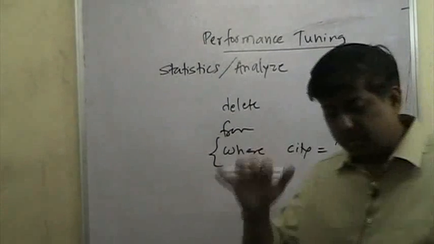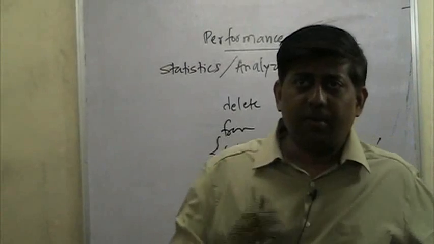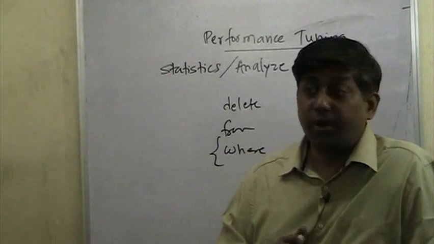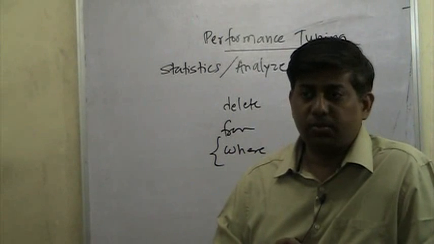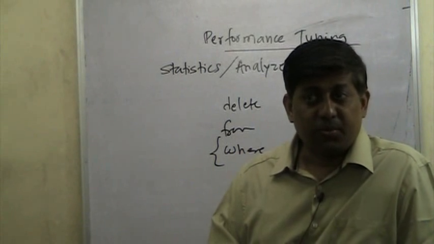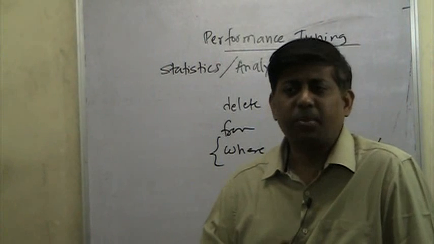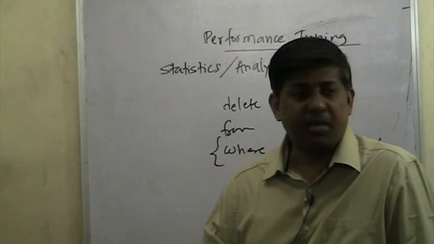People will ask you this typical question: I have a query, they will give the query, and in the where clause they will say where employee ID is equal to 25. Can you make this query run faster? So your question should be, employee ID is equal to 25. Oh, is that a primary key? Yes, it is a primary key on the table.